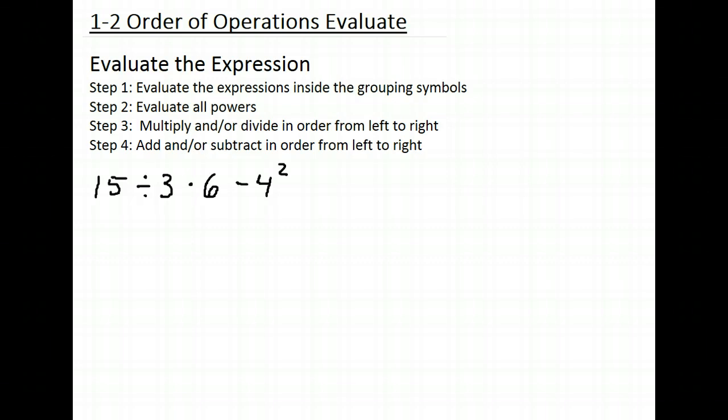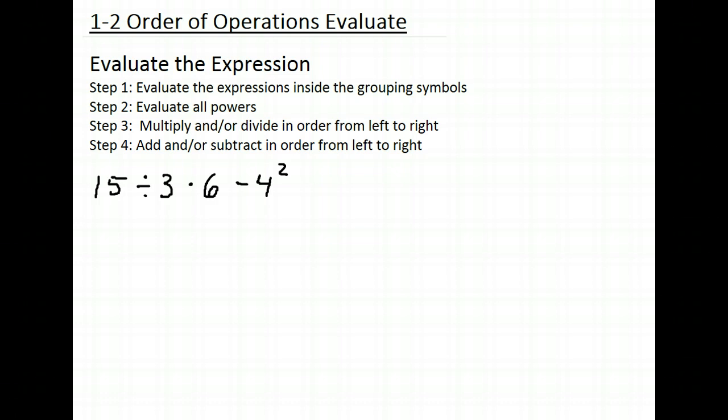This is section 1-2, video 2, order of operations. In this video, we're going to be evaluating expressions using the order of operations. Using the 4 steps, evaluating grouping symbols, and then powers, multiplying and dividing, and then adding or subtracting, we will evaluate expressions and come up with a single answer.